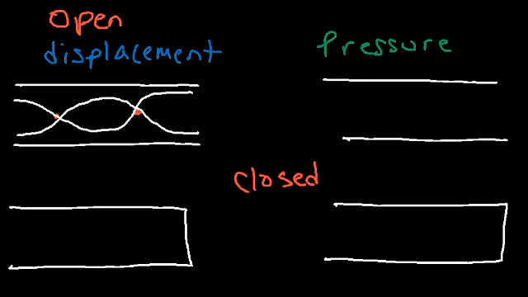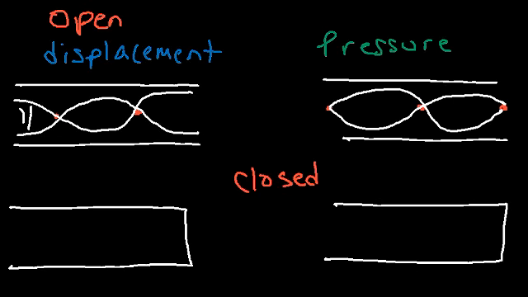Now what about for pressure? So we're going to have a node at the end. But this time we're going to have 3 nodes instead of 2. We need to have a total of 2 loops. So it looks like this. Keep in mind this is half a loop, 1 loop, and a half. Here we have 1 and 1, which is 2 loops total.